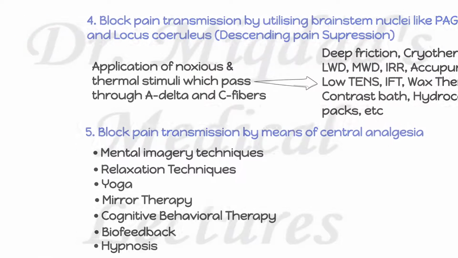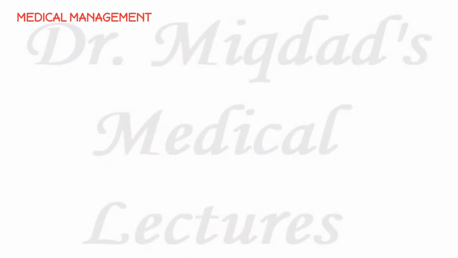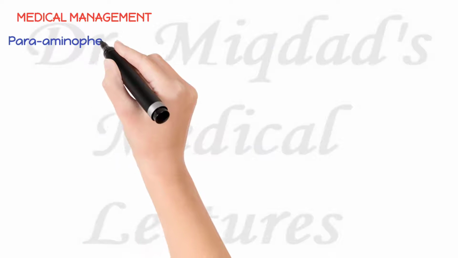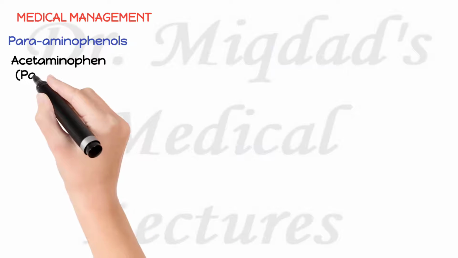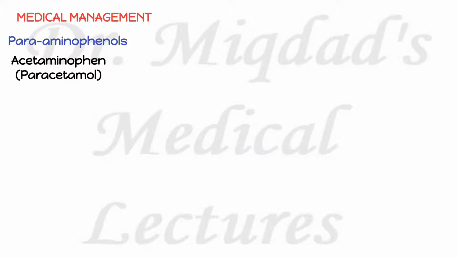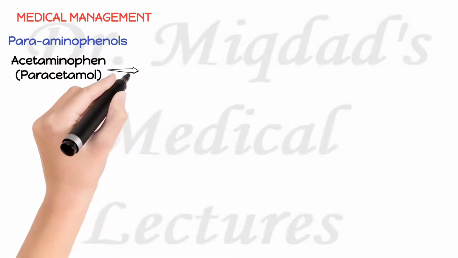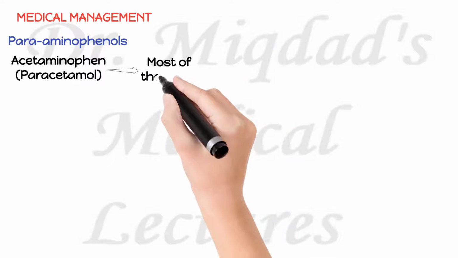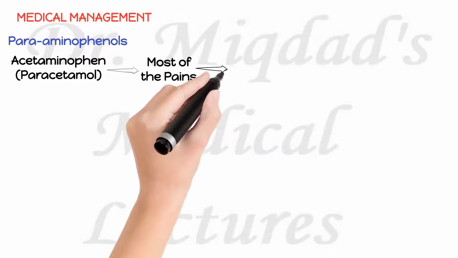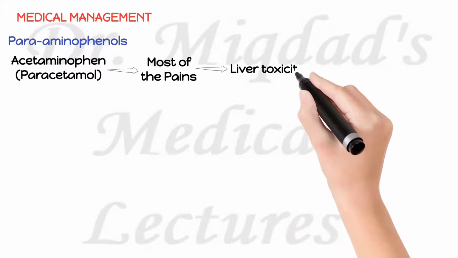Now let's come to medical management. I have here very briefly summarized the medicines in order from most mildest form to very strong opiates. So most commonly used class of drug for pain management is para-aminophenols. These include acetaminophen, also called as paracetamol. This is the most commonly used OTC medicine for pain relief. It can be used for most of the pains, and most important adverse effect is liver toxicity.